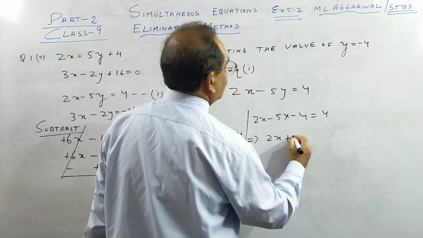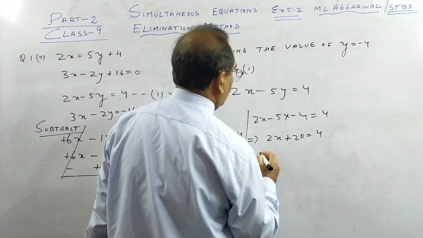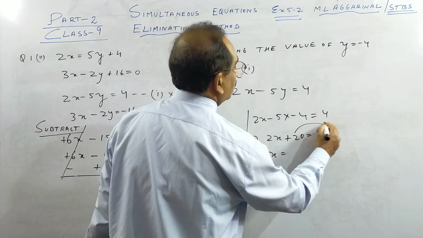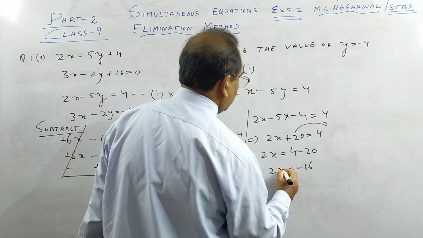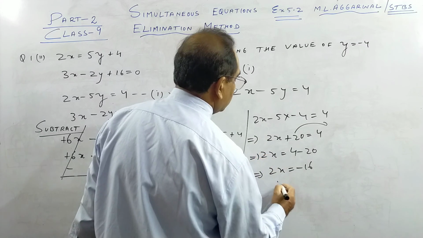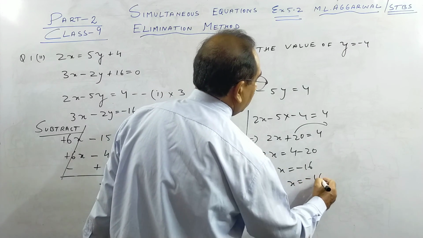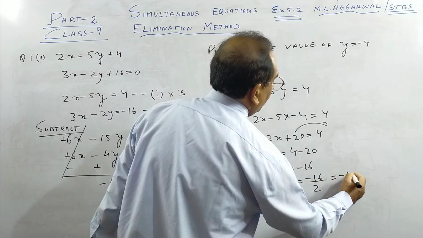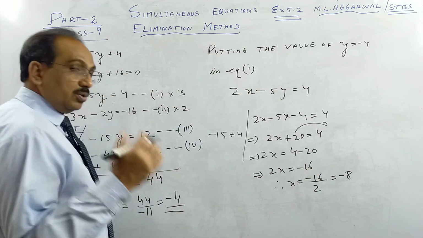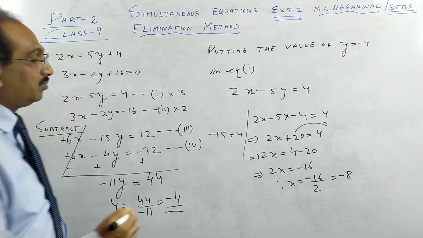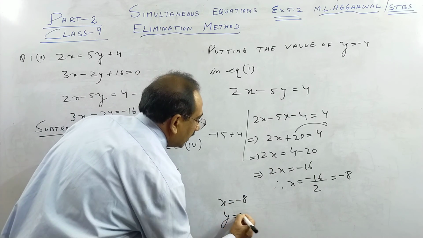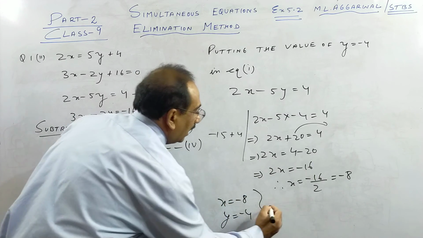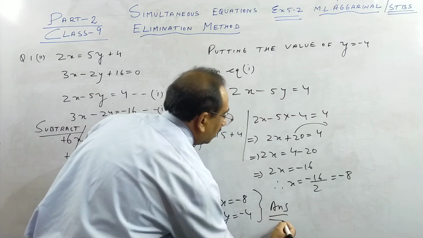2x plus 20 is equal to 4. 2x is equal to, this goes to that side, 4 minus 20 is minus 16. So finally, children, you will see therefore x is minus 16 by 2, minus 8. So finally, to make the work of your examiner easy, write x as minus 8, y as minus 4, and you write the answer together.